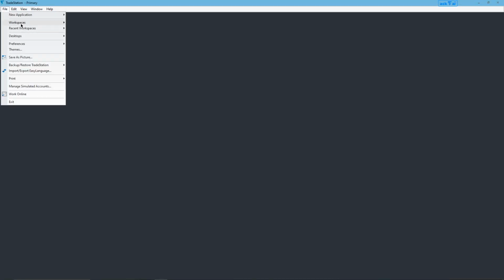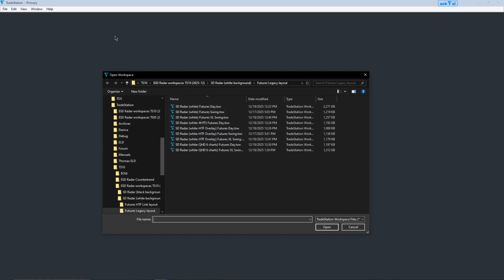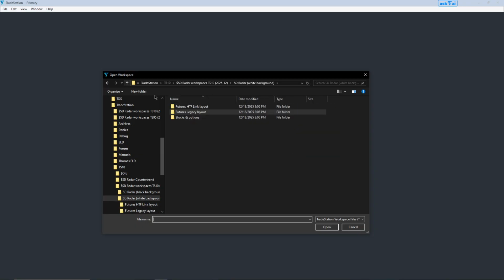And let's open the Ticks workspace. File, open workspace. We were in the Futures Legacy Layout folder. Remember we were looking at the Excel Swing workspace earlier, this one down here. So we'll go up one level into the High Time Frame Link Layout folder. Boy, that's a great name. And in here we have the Futures Ticks, and that's the one we want.